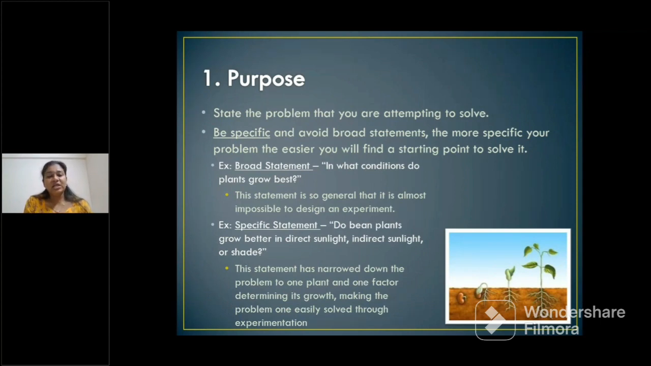So, this statement is very general. In what conditions do the plant grow? Plant can grow in any condition, irrespective of whether it is going to grow in different conditions. But we don't know which plant we are focusing on, which area, which geographical location we are focusing on. So, this question is basically incomplete.